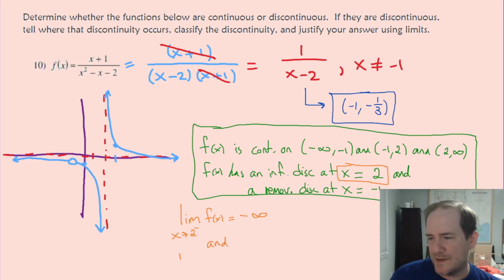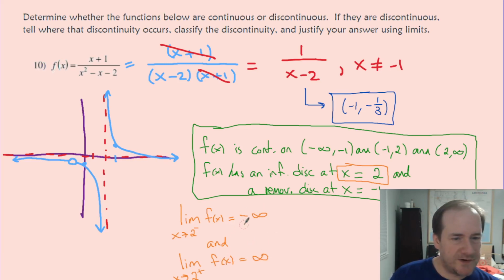And the limit from the other side ain't much better. It's still going to be infinity. It's going to be positive infinity though. But that's pretty ironclad evidence that at 2 we're getting a vertical asymptote, which is an infinite discontinuity.